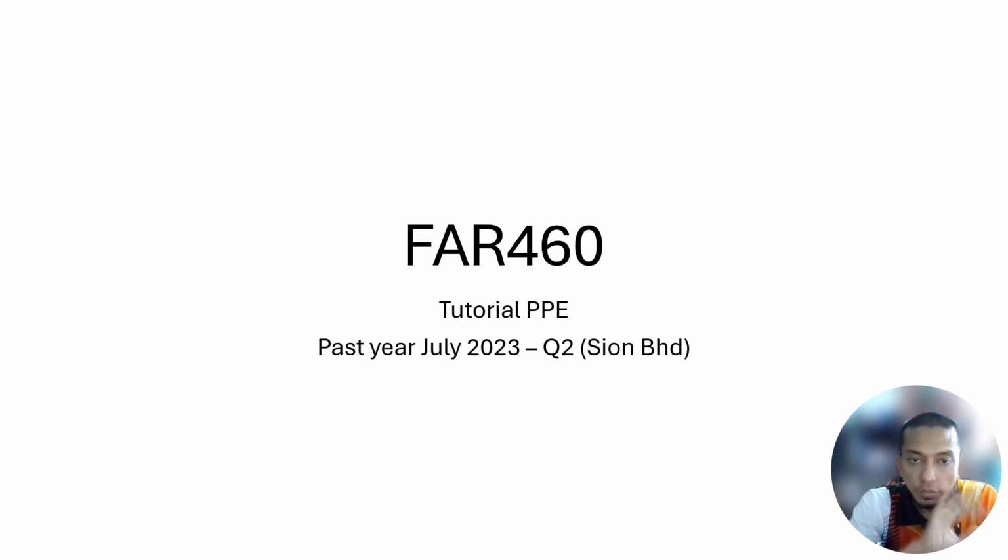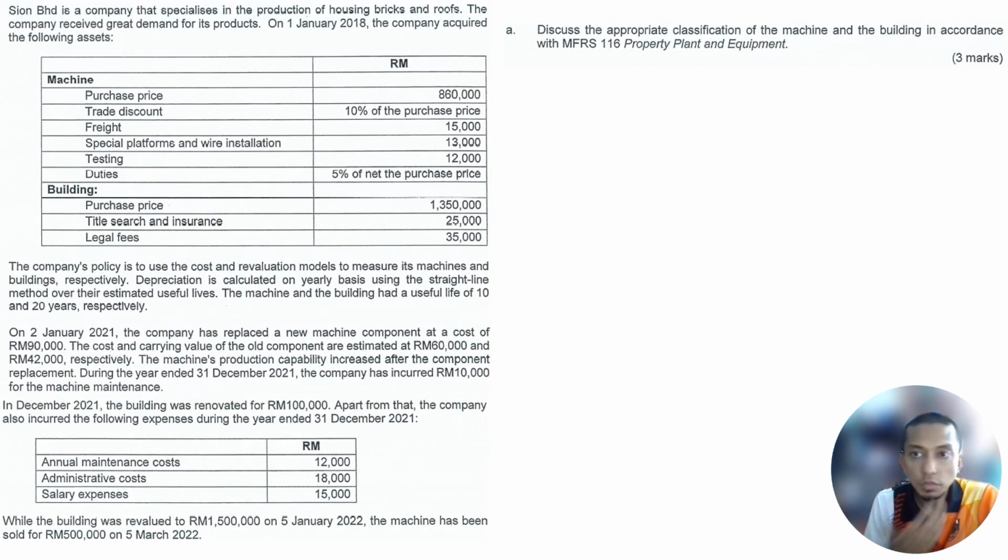For this video, I'm going to focus on the tutorial, which is the July 2022 past year question 2 on Sion Berhad. This one is focused on the PPE topic only. So we go through the question first. Sion Berhad is a company that specializes in the production of housing brick and roof. The company received great demand for its product on 1st of July and 1st of January 2018.